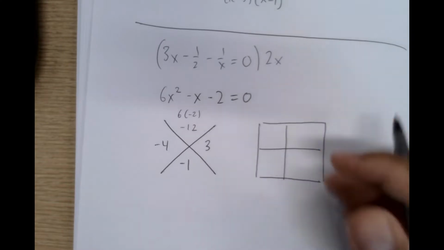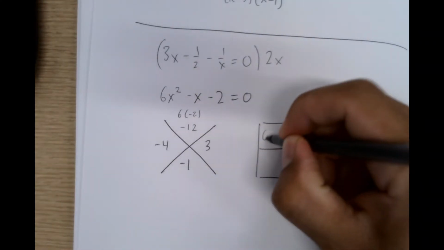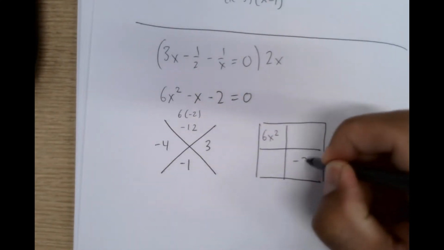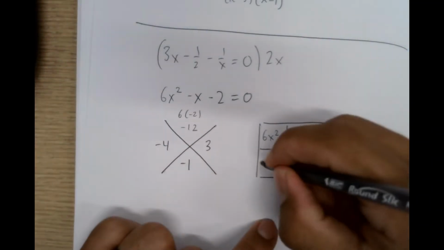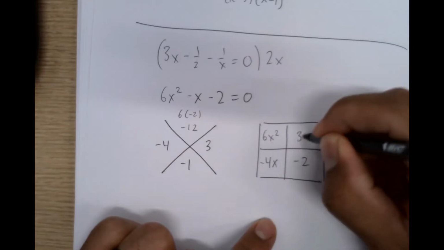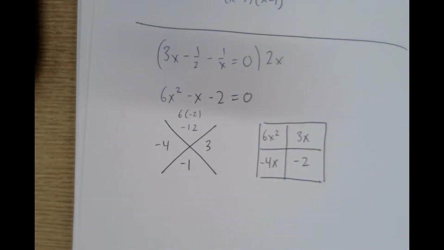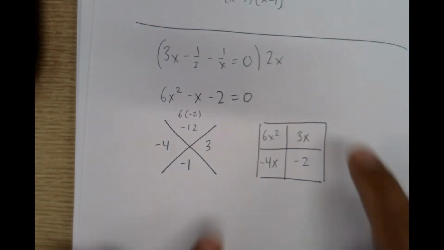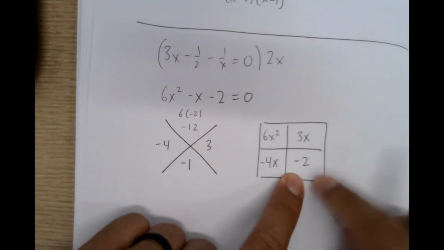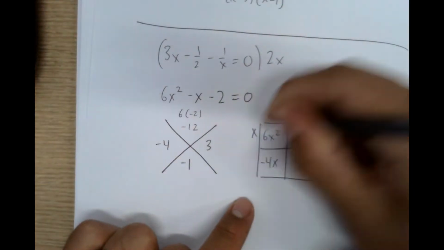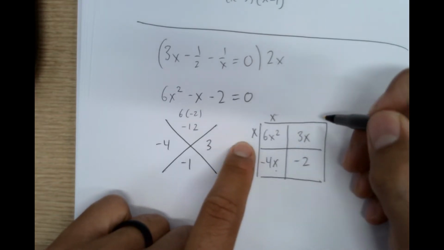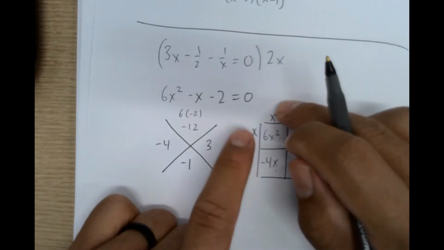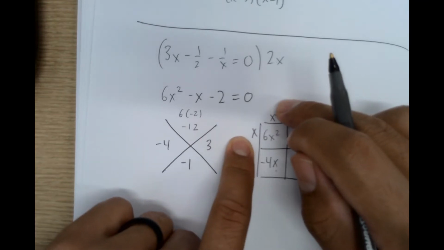What we want to do is write the 6x squared in the top left. We want to write the negative 2 right here. And we're going to write these two numbers on the side, so we have negative 4x and we have 3x. So you want to think about what two numbers when multiplied equal negative 2. What times x equals negative 4x? What times x equals 3x? And again, one of these is going to be either 6 or 2 and 3.